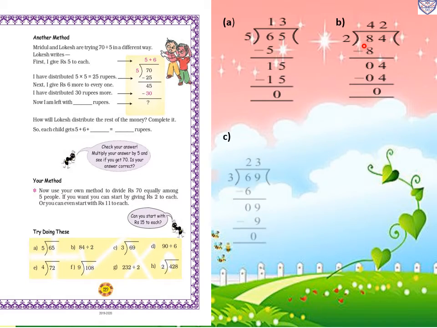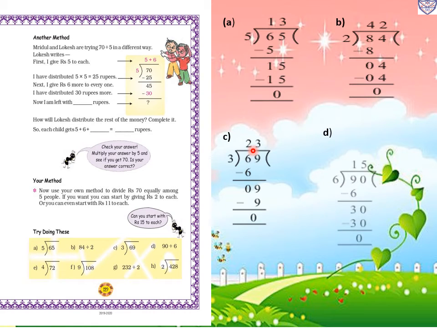Now C, 69 divided by 3. So first we will take 6. So 3 twos are 6. So 6 minus 6, 0. Now we will carry down 9. So in 3 table when 9 will come, 3 threes are 9. So 9 minus 9, 0. So our answer is 23.